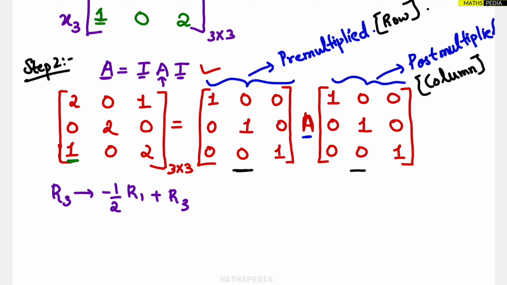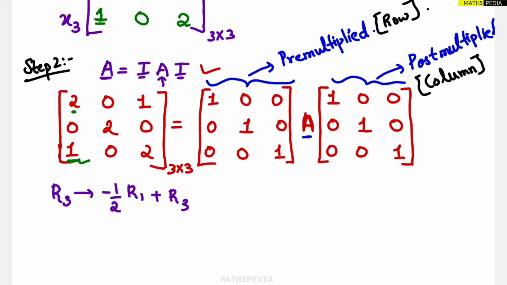Because here, let me just show you what I am trying to do. When I apply this, what happens? Minus half of R1. R1 is this particular 2. So minus 1 plus R3, which is 1. So 2 and 2 cancel. Minus 1 plus 1 is 0. So I am trying to make it 0. That's what I am doing over here. Okay, so this row transformation can be applied.